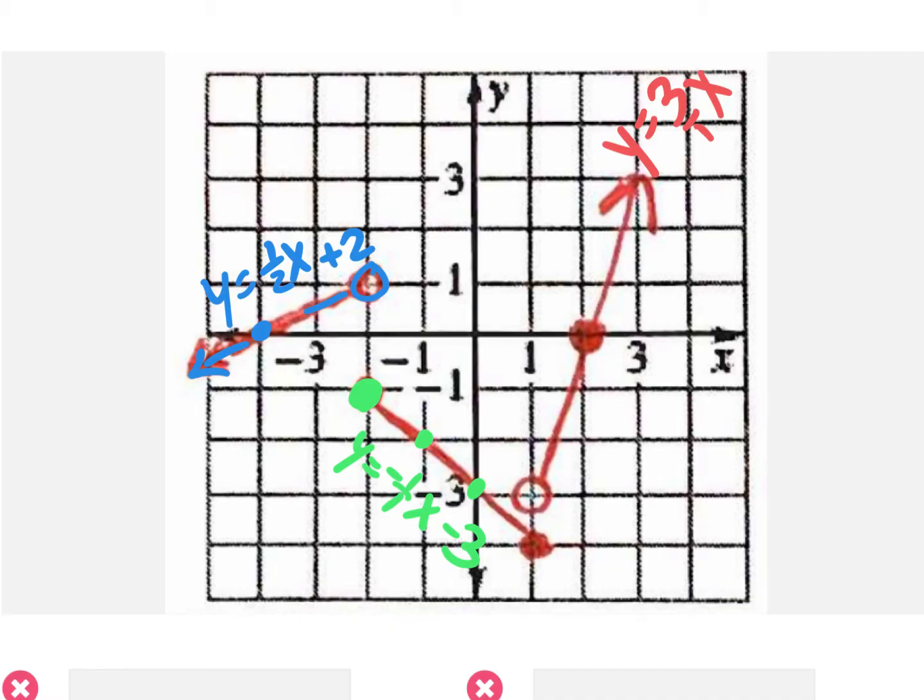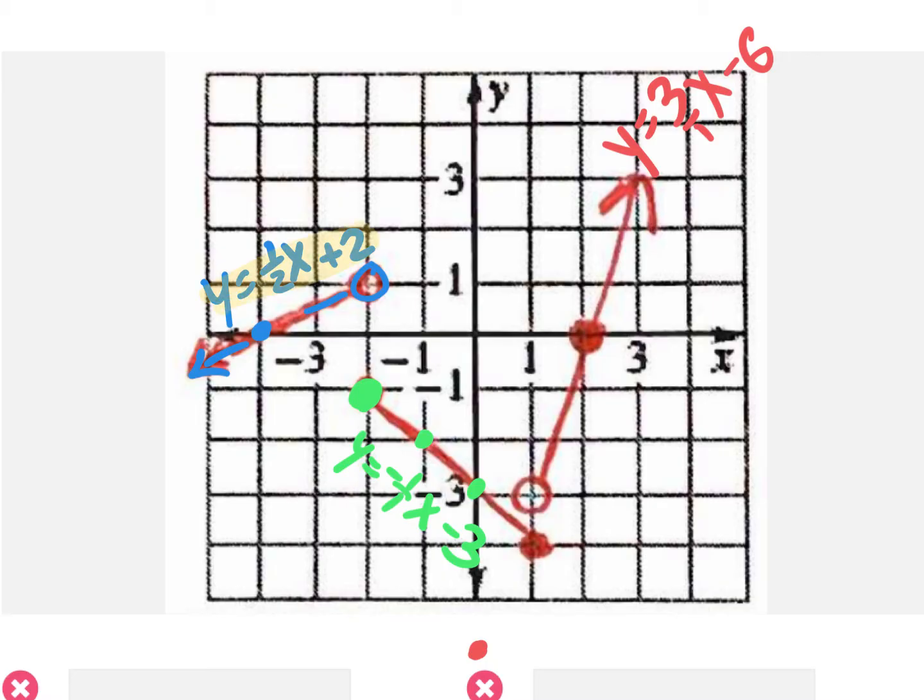If you want, go ahead and put a dot right there. And let's think about what that y-intercept is. -1, -2, -3, -4, -5, -6. So the b value is -6. So our equation has a -6 at the very end. Ladies and gentlemen, we have our 3 equations.